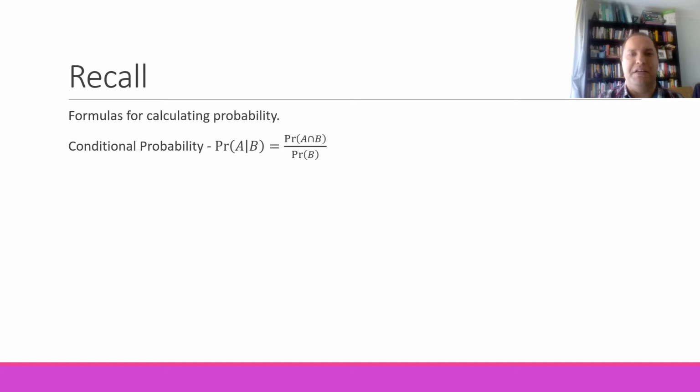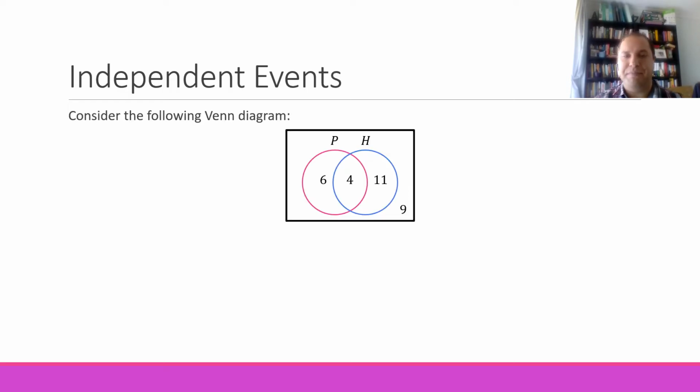Alright, so the key things we'll have to recall are our formulas for calculating probability, and in particular our formula for conditional probability. So that is our probability of A given B is equal to our probability of the intersection of A and B over our probability of B, or put another way, the number of items in A and B out of the number of items in B. It's the same formula, just another way of expressing it.